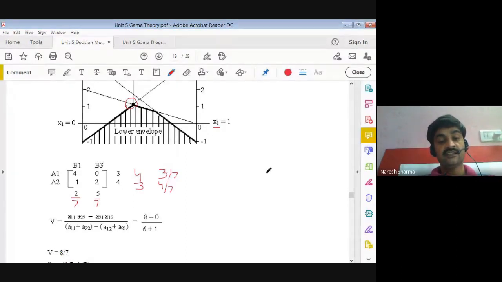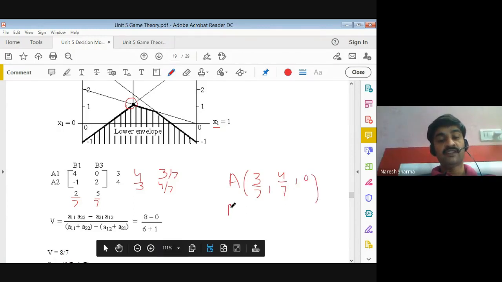So we can write that the optimal strategy for player A is having a chance of 3 by 7 for the first option, and 4 by 7 chance for the second option, and the third option has no chance. Similarly, the optimal strategy for player B is B1 probability is 2 by 7 as per the table, and the second is not in the table, so 0, and 5 by 7.